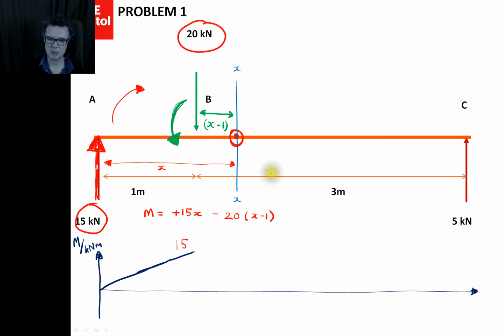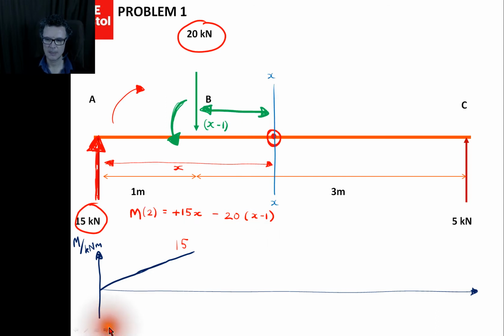So now let's put both the moments together. So we've got this one, so that's going to give me the plus 15 times x, and now this force here is going to give me a negative moment. It's 20, and its distance from the pivot to that position is x minus 1. Nothing will change now until we get to the end.